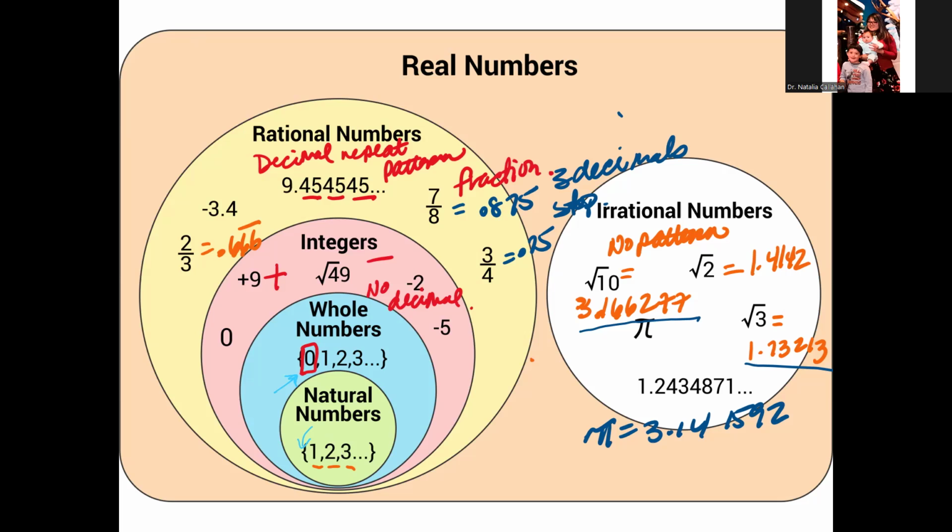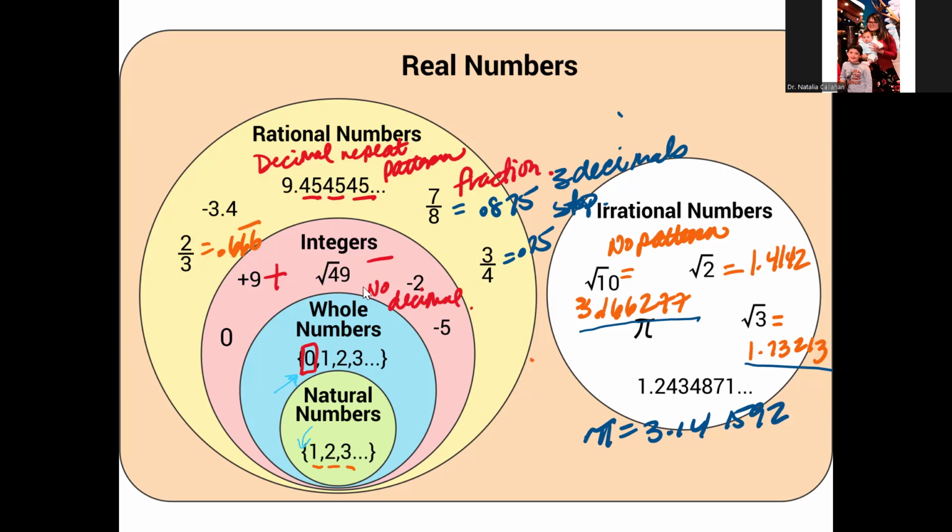Whole numbers start at what? What's the difference between whole numbers and natural numbers? Yeah, it starts at 0, but no negative numbers, okay? When you have negative numbers, what kind of numbers are they? Rational numbers. No, they're integers because those can be negative numbers, okay? With integers, no decimals.